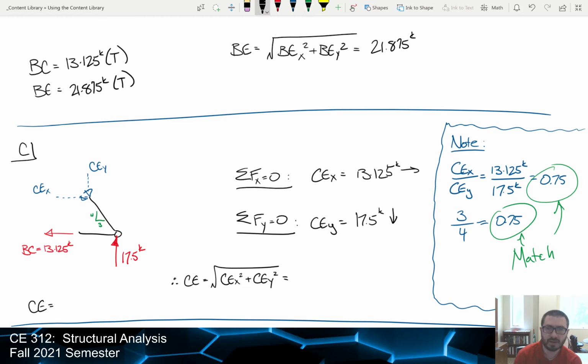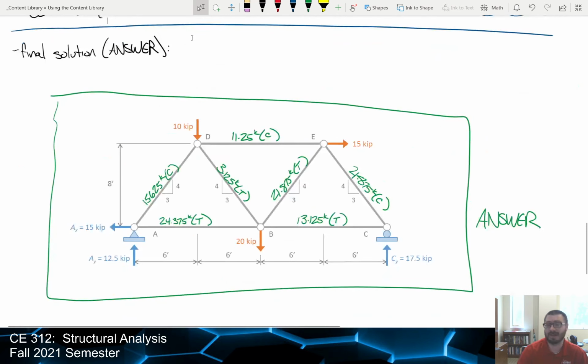To solve this out, we just use the Pythagorean Theorem just like we have been. CEx squared plus CEy squared, take the square root, and we get 21.875 kips. Since they're both pointing towards the joint, they're in compression. And that's it. One thing I'd like you to do on your homework assignment in terms of reporting the answer is I'd like to see the answer like this.